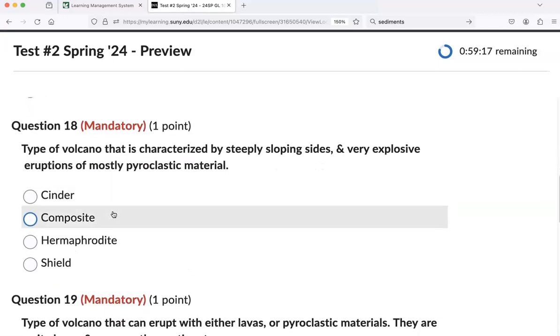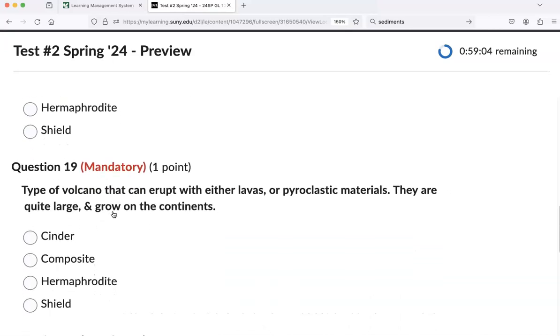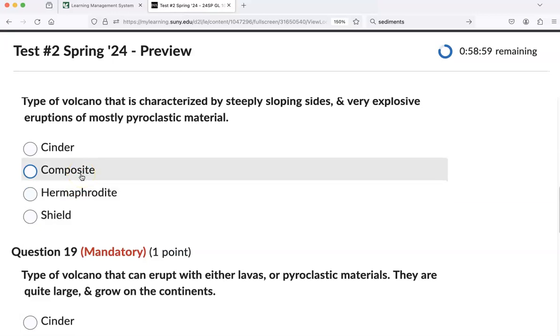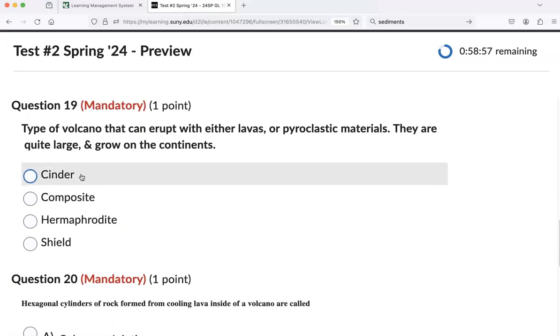Type of volcano that is characterized by steeply sloping sides, very explosive eruptions of mostly pyroclastic material. Somebody else help him out. He's been answering all these. Cinder, thank you. You see where I was going there with hermaphrodite. It is a composite of sorts, so that was my angle there. Type of volcano that can erupt with either lavas or pyroclastic materials. They are quite large and they grow on the continents. So they're a mixture. So exactly. All right. Exactly.